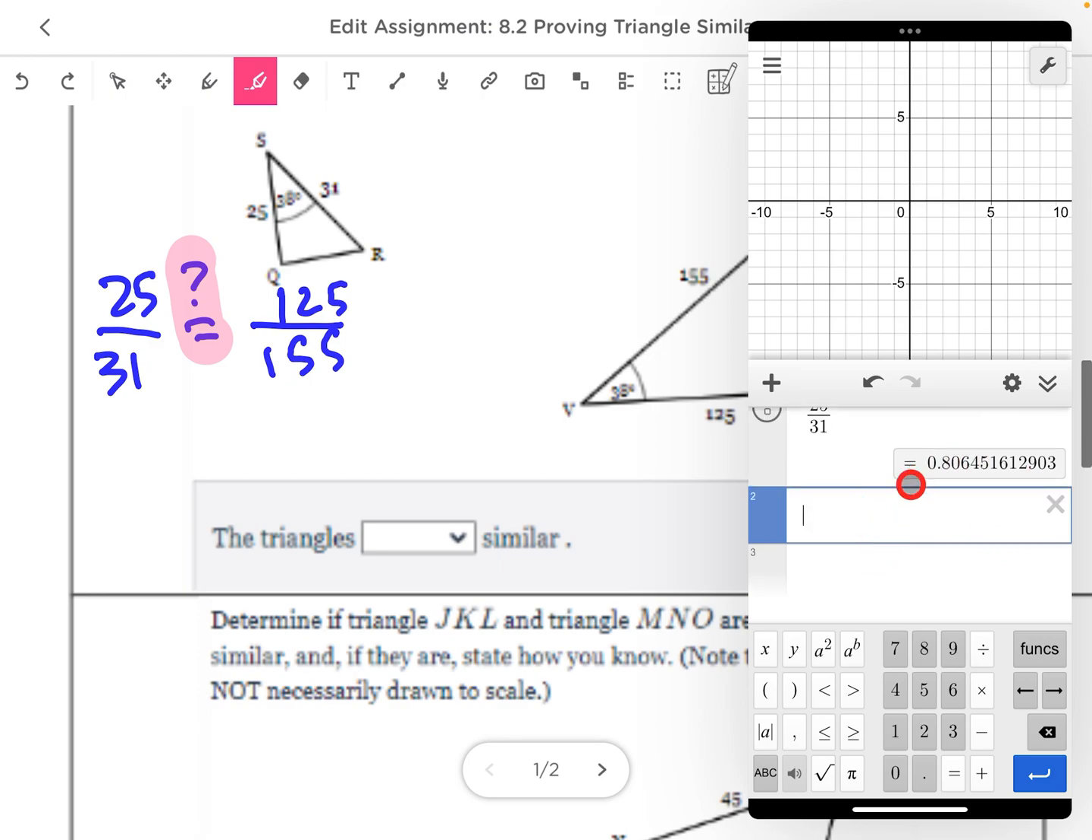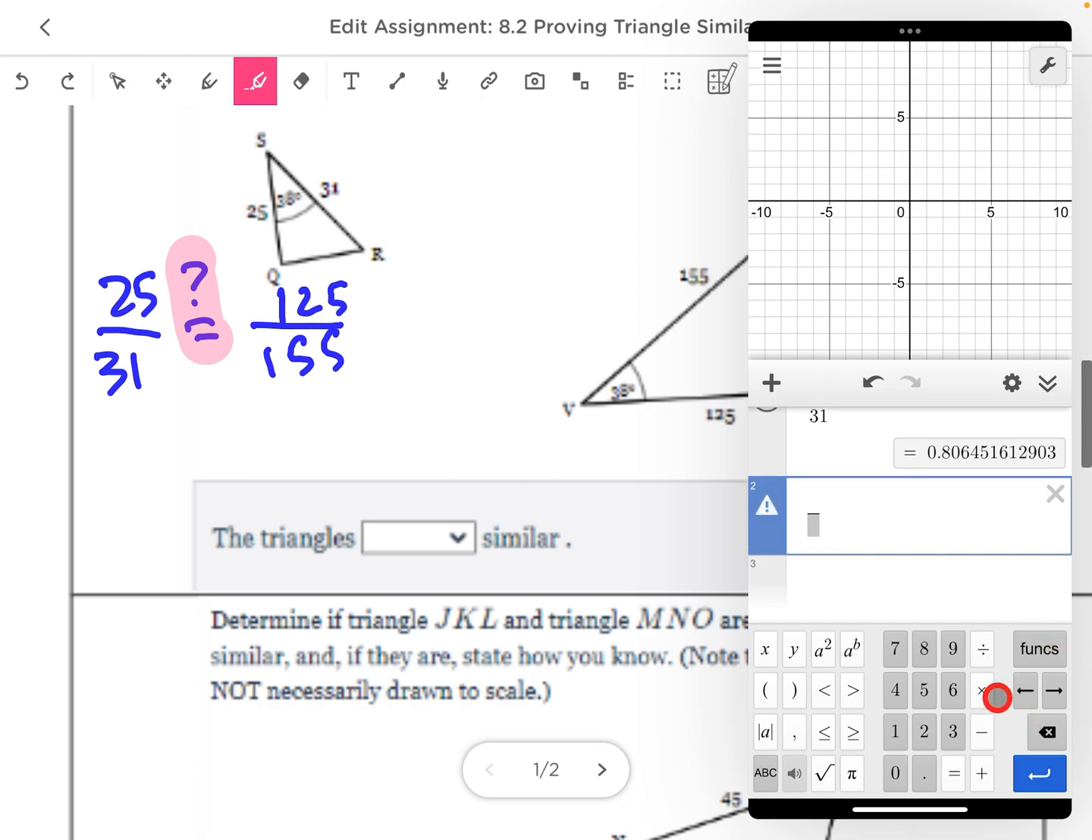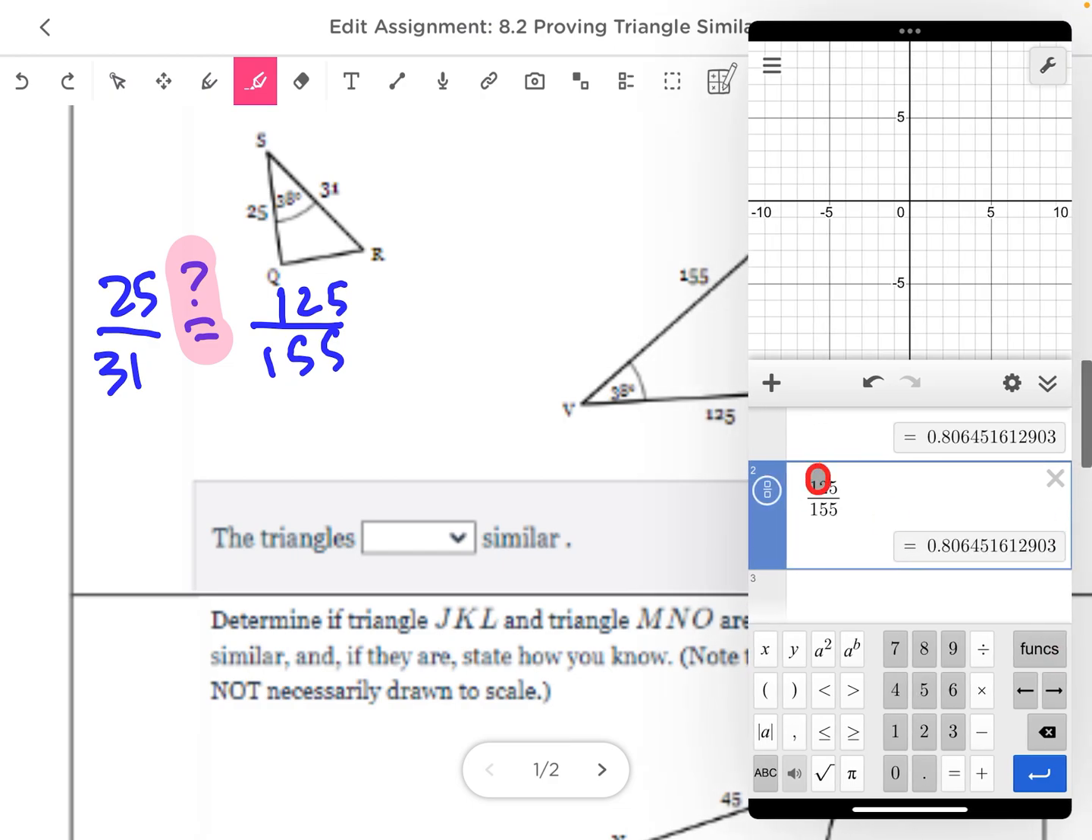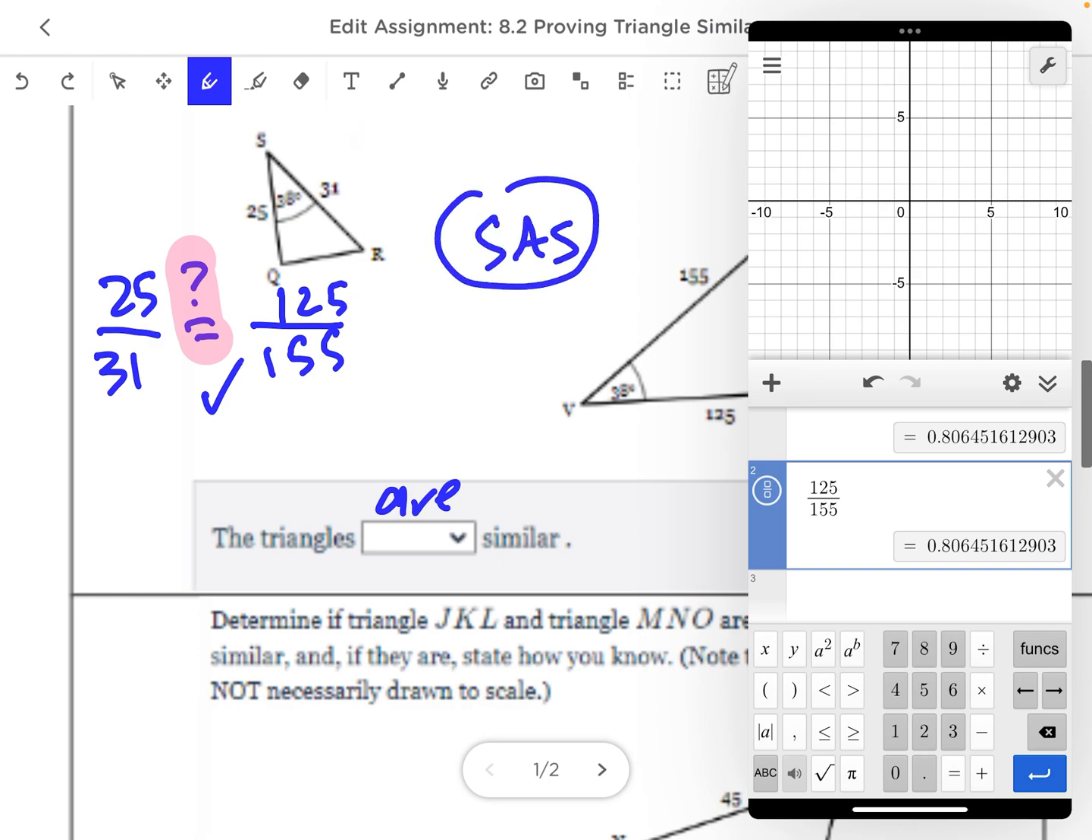Now, this is what I really like about Desmos. I can keep that there just as a guide, and let's do the next one. So let's put this into there. Let's put that division button, put 125 on top, go down below and put 155. And we're asking ourselves, are these the same? Is this equal to this? And the answer is yes, they are the same. So they are similar because we can say side, angle, side. Side, angle, side. So yes, they are true.